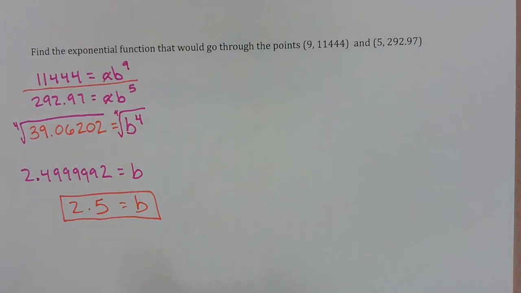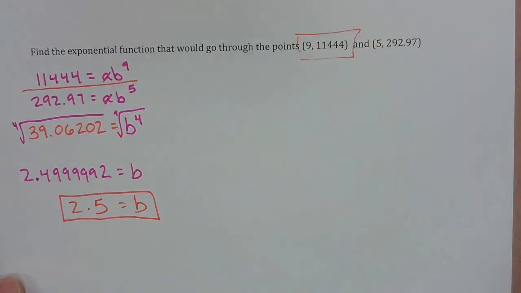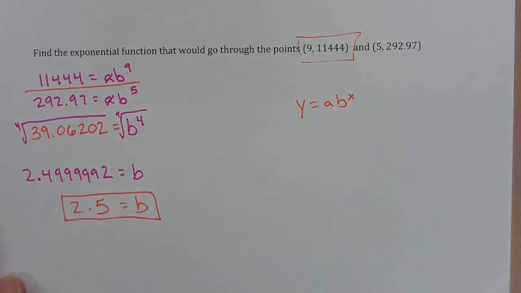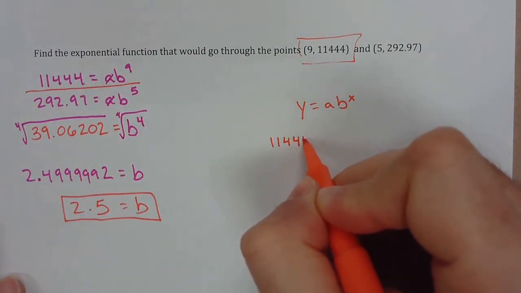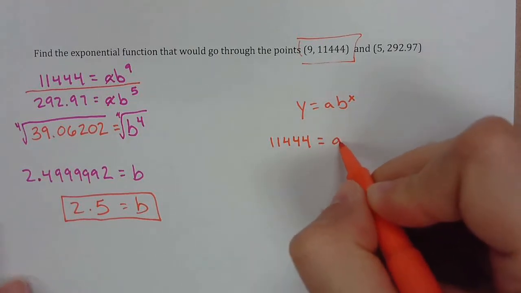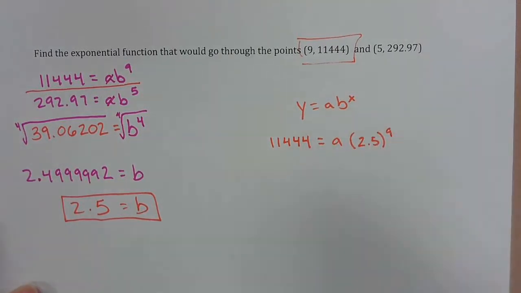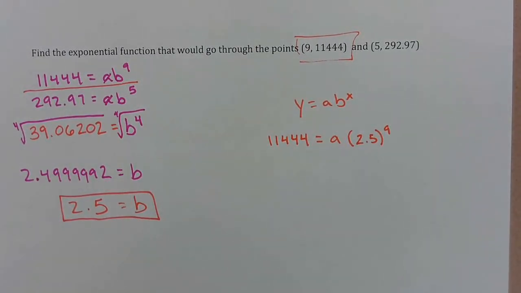Now I have my b. I'm going to pick a point. The point that I'm going to pick is this one. It doesn't matter. So y equals ab to the power of x. 11,444 equals a times 2.5 to the power of 9. So I just got to grab my calculator for that. 2.5 to the power of 9.